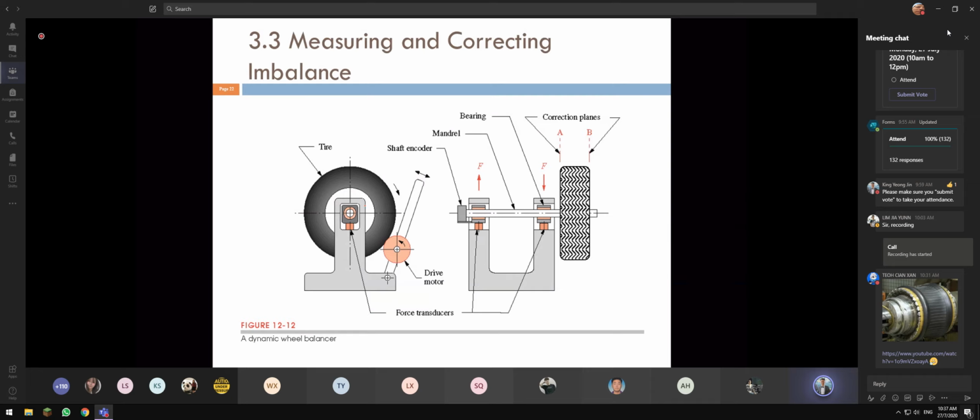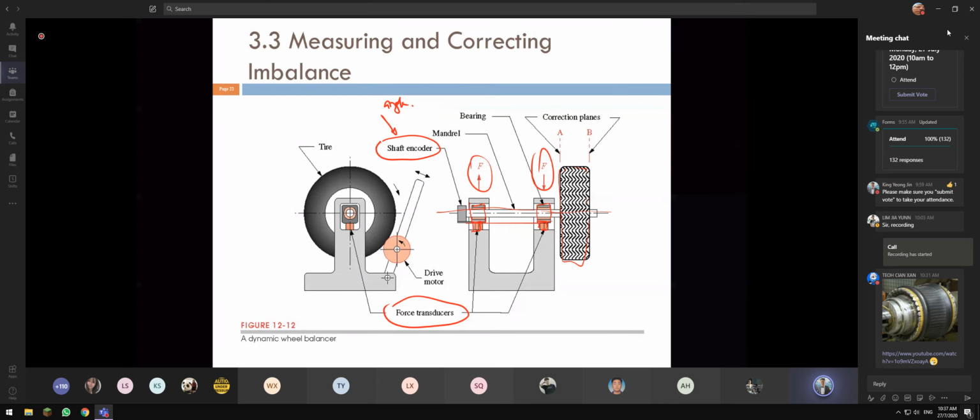is that you will see you have a shaft mounted on two bearings, and these two bearings are fitted with what we call force transducers. So you measure the force at this location, and then your wheel will be attached to the shaft here. The shaft will also need a shaft encoder. This one is basically to detect the angle of your unbalance, right?